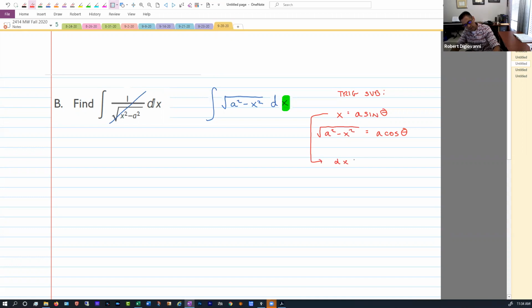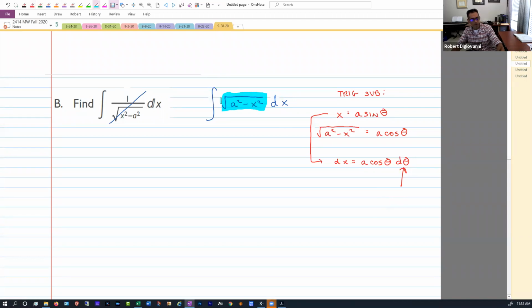So dx is equal to the derivative of a sine theta, which is a cosine theta d theta. Do not forget that d theta. You just took a derivative, so you need this d theta to be here. Any questions there?